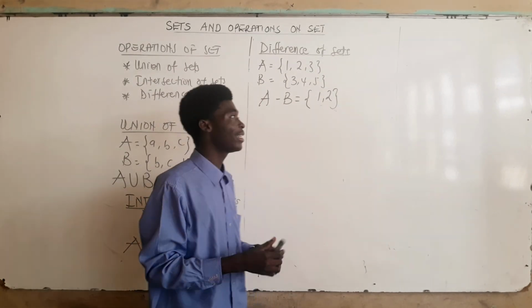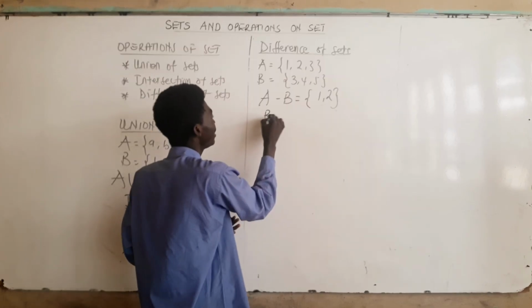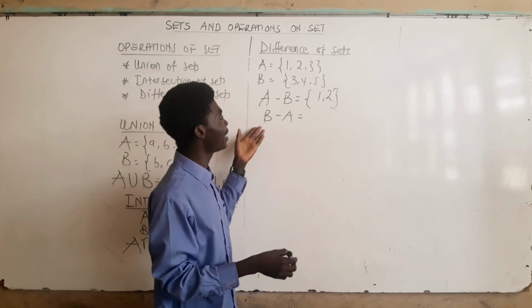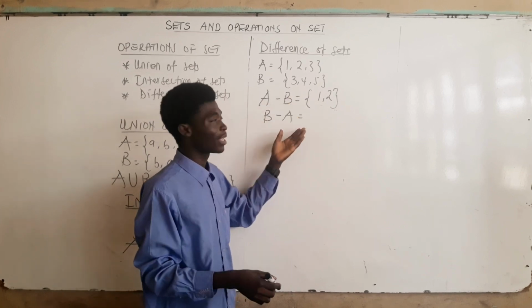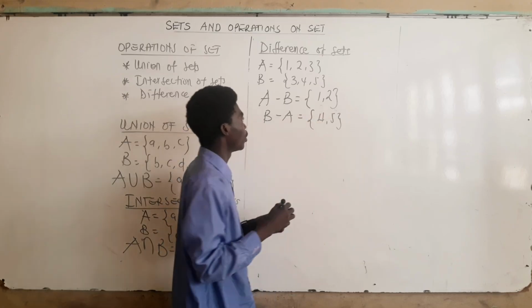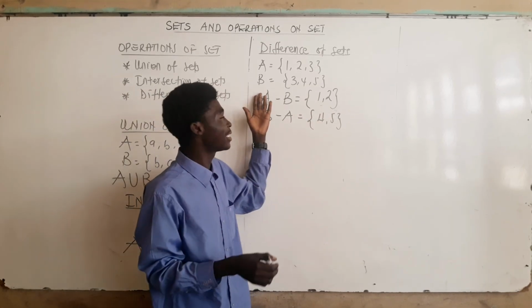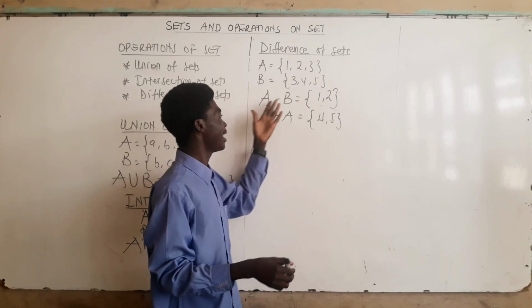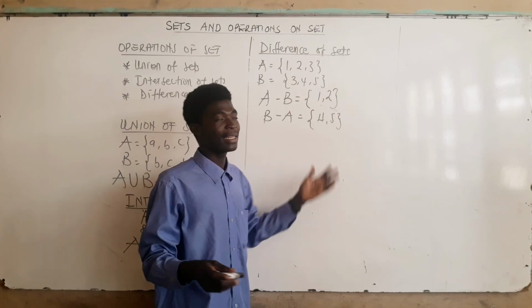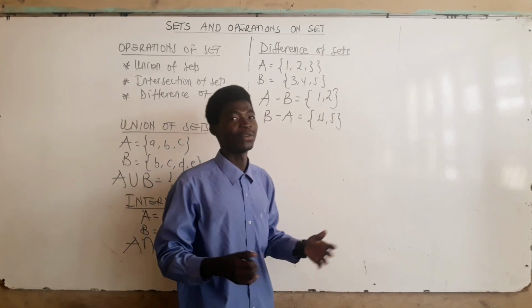But let's say the question was find B minus A. That means the elements that are in B but not in A, and the elements are going to be 4 and 5. So this is saying the elements that are in A but not in B, and the elements that are in B but not in A, and these two are different.